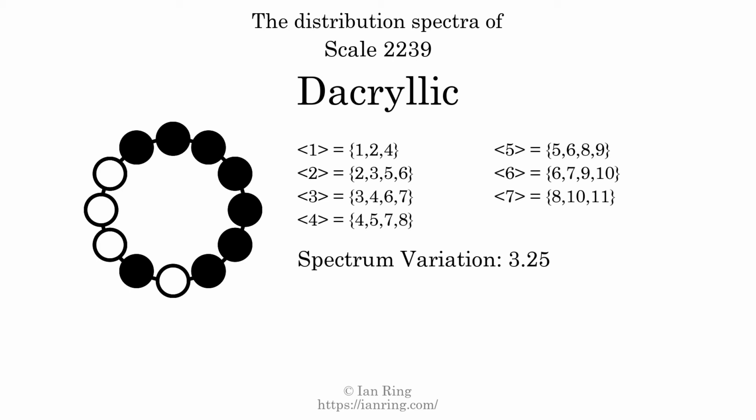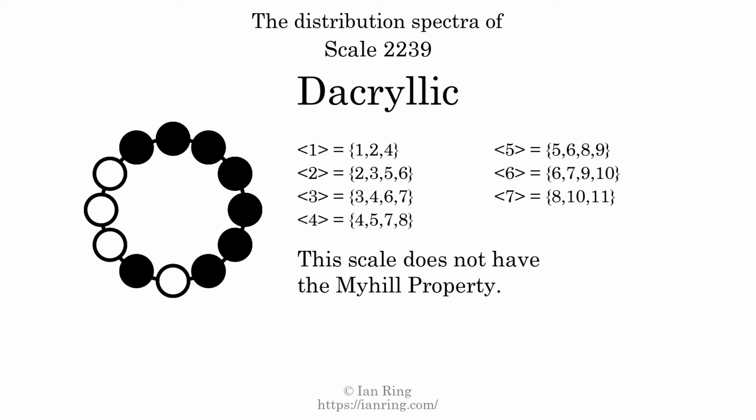Since the variation is greater than 0, this indicates that the scale is not perfectly even. The highest spectrum width is 4. Since this is greater than 1, we know that this scale is not maximally even. If every spectrum has exactly 2 specific intervals, we call that the Myhill property. This scale does not have the Myhill property. Since the generic interval ranges overlap, this scale is an improper scale.